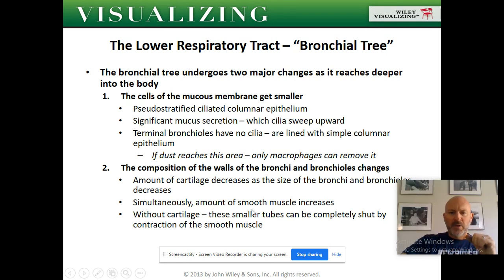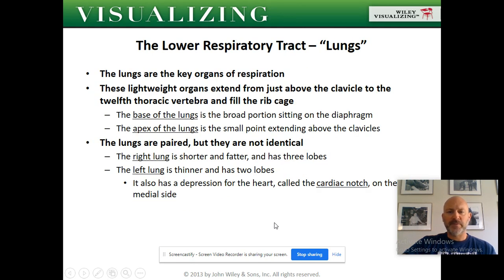All right. The composition of the walls of the bronchi and bronchioles changes also. Again, the amount of cartilage decreases as we go in, and at the same time, the amount of smooth muscle increases. Without the cartilage, these smaller tubes can become completely shut by the contraction or overcontraction of the smooth muscle. And this would happen during an inflammatory response.